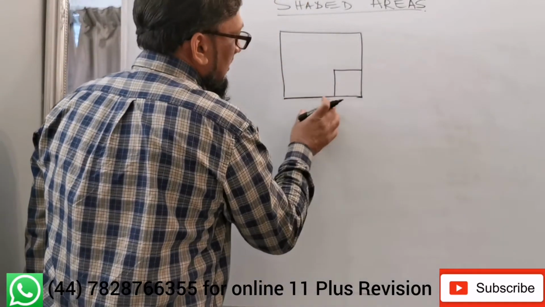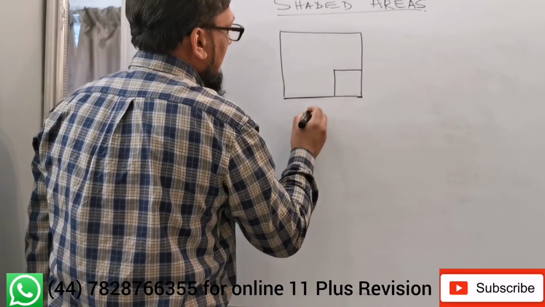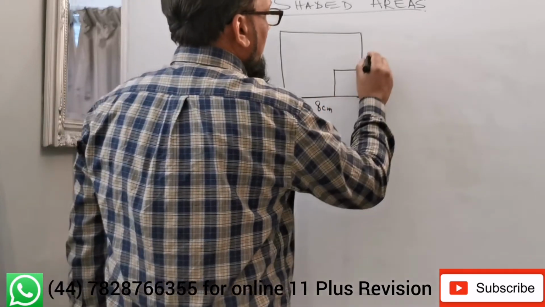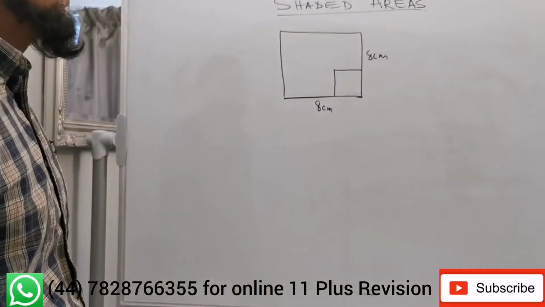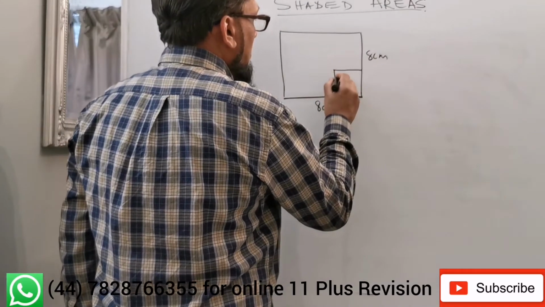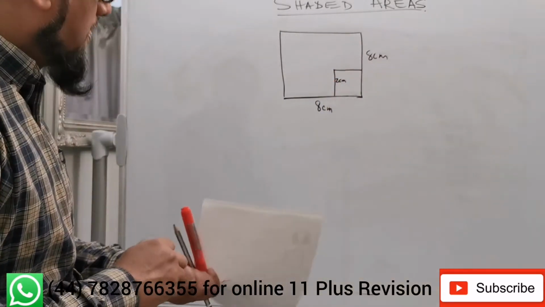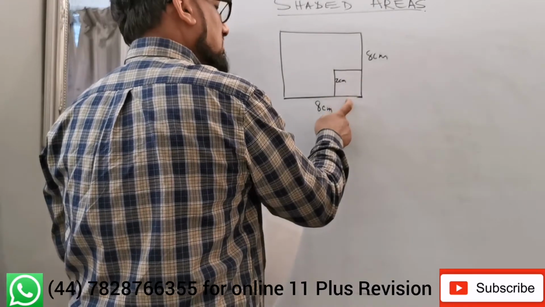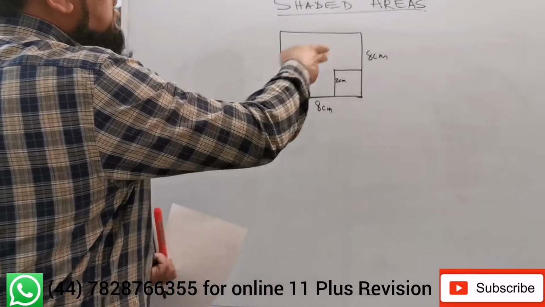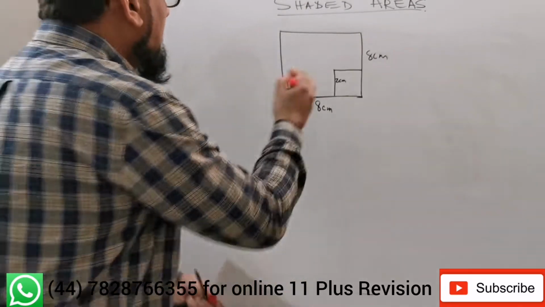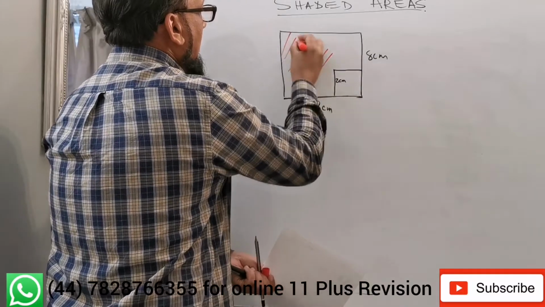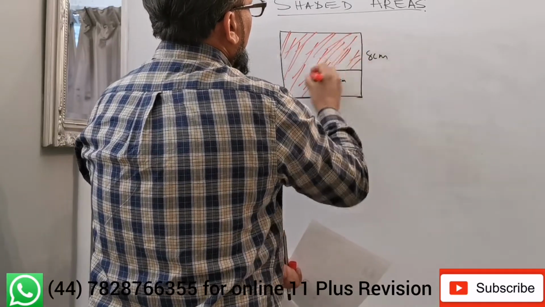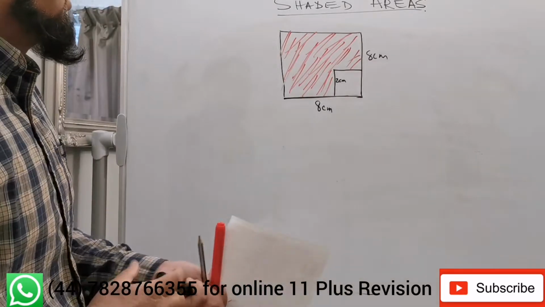And the outside is 8 centimeter. So the square has 8 centimeter. And this one is 2 centimeter. And obviously a square has all sides equal. So this one 2 centimeter, this one 2 centimeter, this one also, and this one as well. And this shape is also a square, so all sides are equal, which is 8 centimeter. And the shaded area, this one.